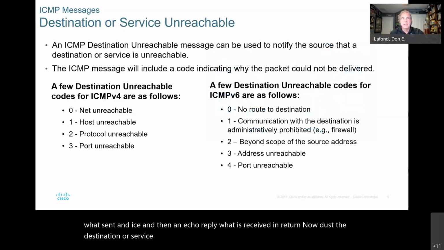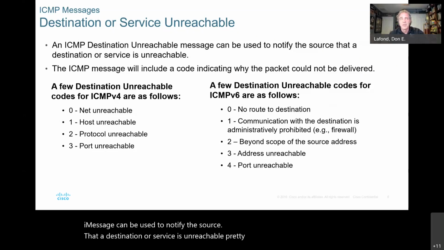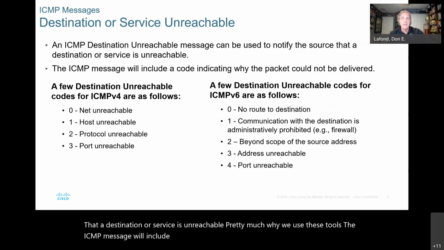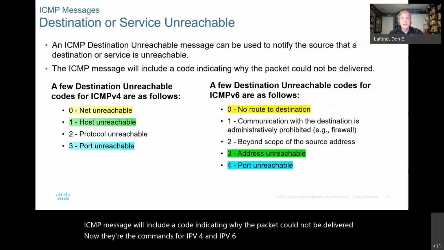Now, the destination or service unreachability. An ICMP destination unreachability message can be used to notify the source that a destination or service is unreachable. Pretty much why we use these tools. The ICMP message will include a code indicating why the packet could not be delivered. Now, the commands for IPv4 and IPv6 are listed here, and you notice IPv6 has a few additional ones.